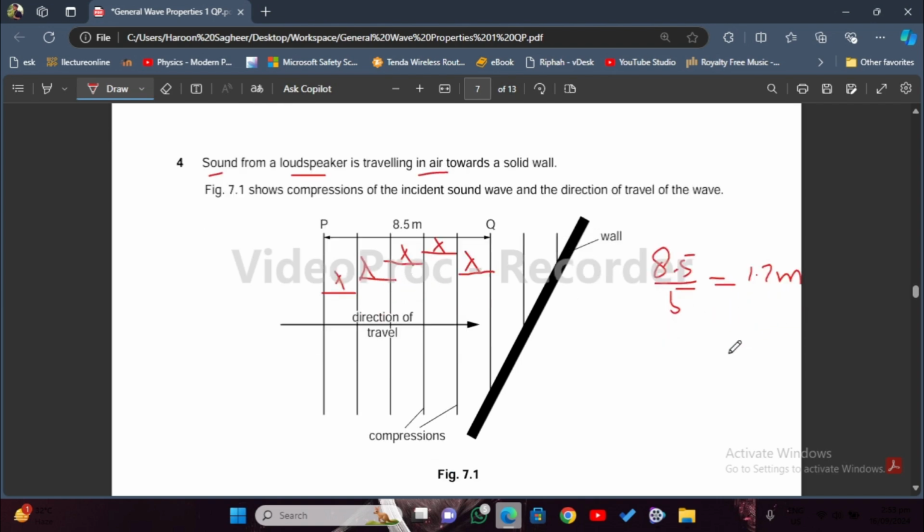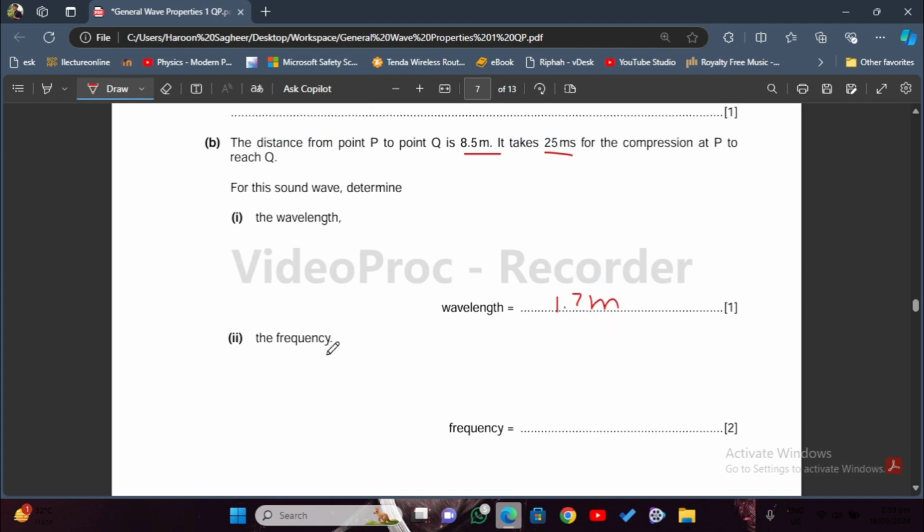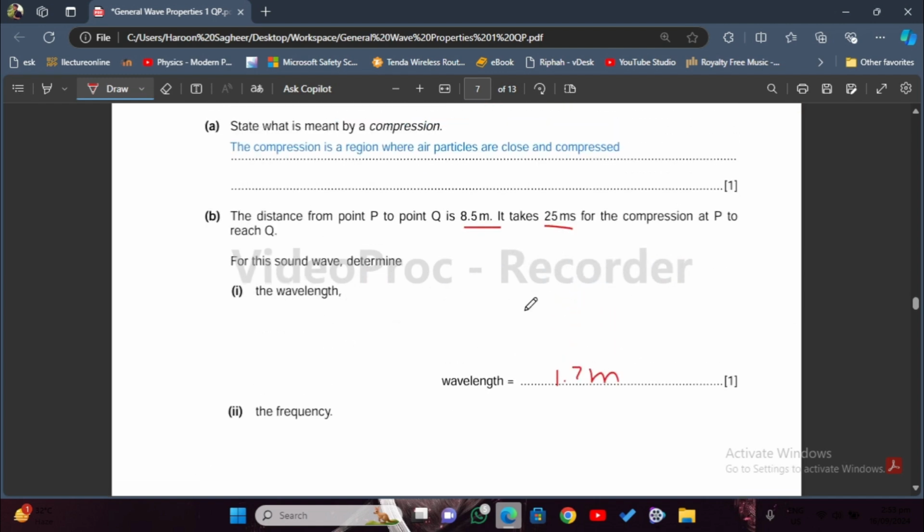So the wavelength is 1.7. Let's write it down here, 1.7. Now the frequency, let's see, that is a distance, V equals D over T. By using this formula, by using this distance and this time, we can find the value of the speed of sound. Now let's see, 8.5 is the distance, 25 milliseconds, that milli can be converted like this.